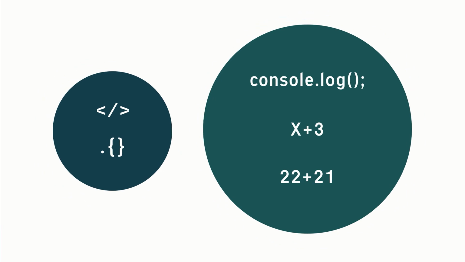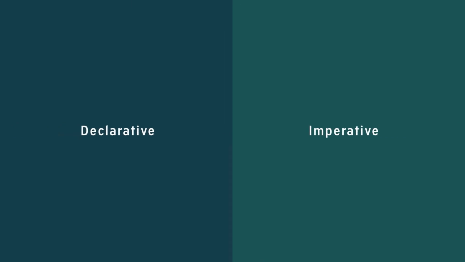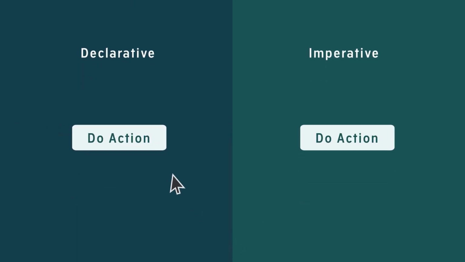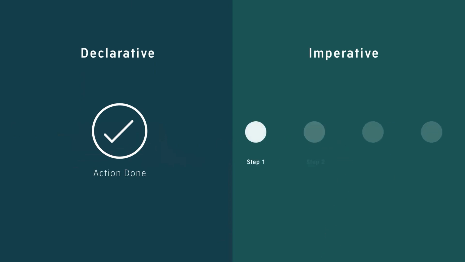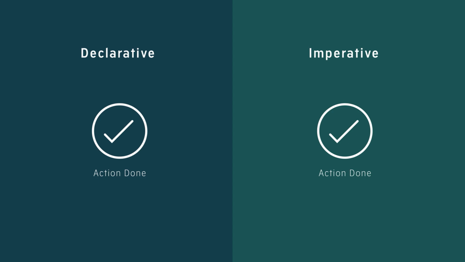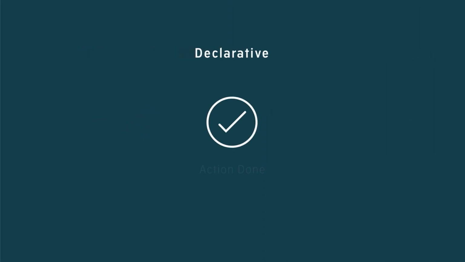So what have you just learned? Well, we learned that the declarative programming paradigm concerns itself only with what happens, and the imperative programming paradigm is concerned with how something happens. So now let's take a closer look at these paradigms, beginning with the declarative programming paradigm.